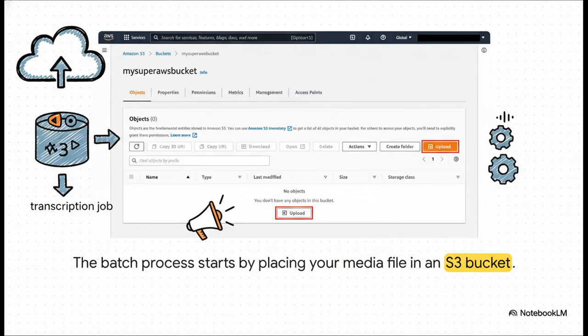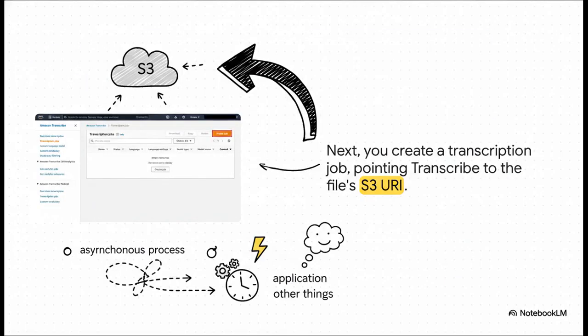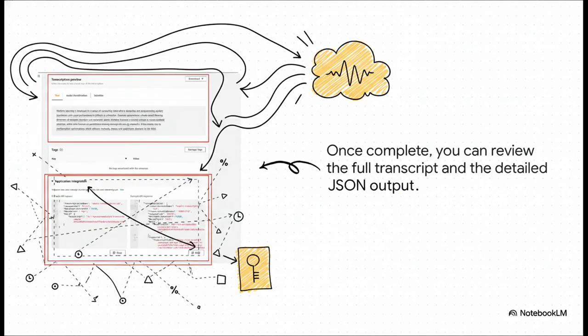And this follows a classic AWS pattern you've seen a million times. Everything starts in S3. Step 1 is just uploading your audio or video file to an S3 bucket. That's your starting point. Then you just hop over to Transcribe and create a new job. You basically just tell it, hey, the file you need is over here, and you give it the S3 path. This kicks off the whole process in the background, which is great because your own app isn't stuck waiting for it to finish. And when it's done, you get your results.